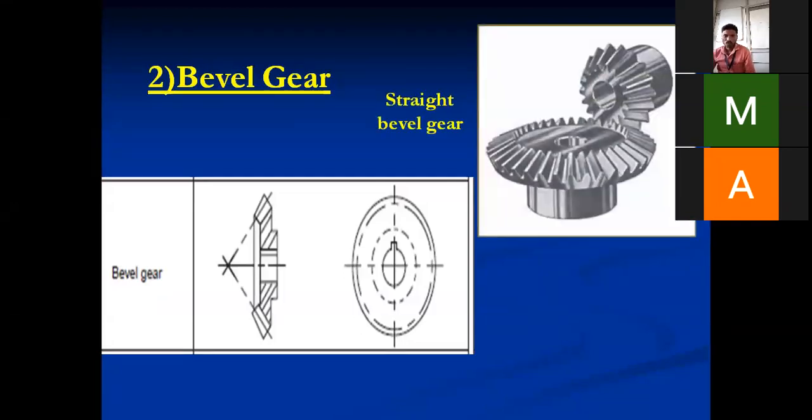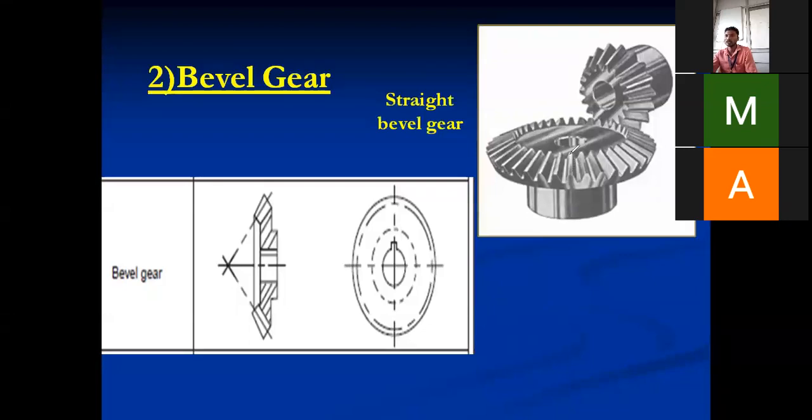bevel gear. What definition have we seen related to spur gear? Now, related to bevel gear: tips are inclined to shaft axis. What will be the word? In case of spur gear, what was the word? Tips are parallel to shaft axis. Tips of gear are cut parallel to shaft axis. There it was the word parallel, but here the word will be inclined.